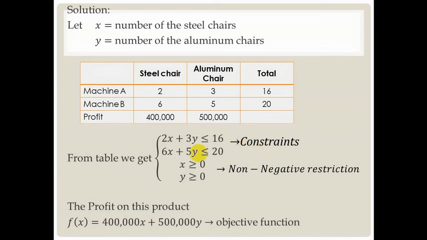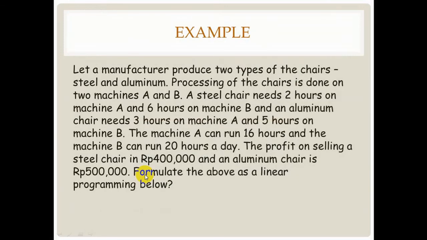And the equations for number 3 and 4 are called non-negative restrictions, because it is impossible for the number of chairs to be negative, right? And then from here we have the purpose. The purpose is that they want to formulate the above as a linear programming problem.